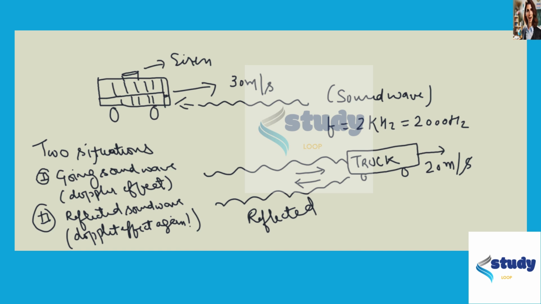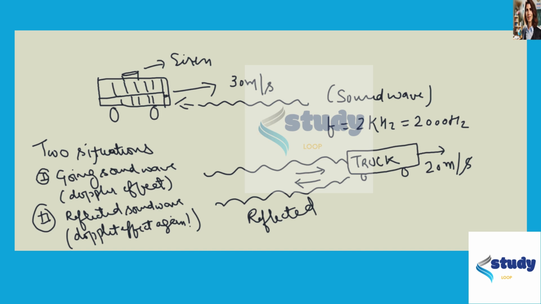When the siren produces some sound wave, it gets reflected back from the truck's back face and returns to the engine. So the listener here, who is also the source, the siren, also hears the back-reflected sound wave. So we have two situations. The first one is the first going sound wave from the siren itself. This is a Doppler effect, since the engine is moving and the truck is also moving.